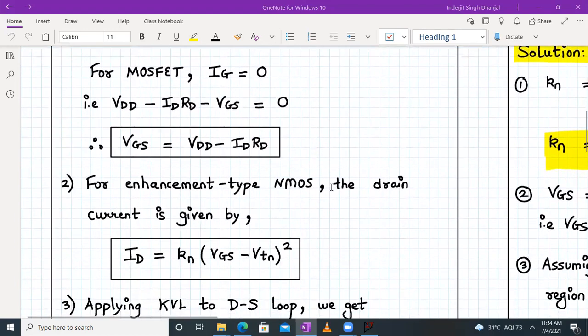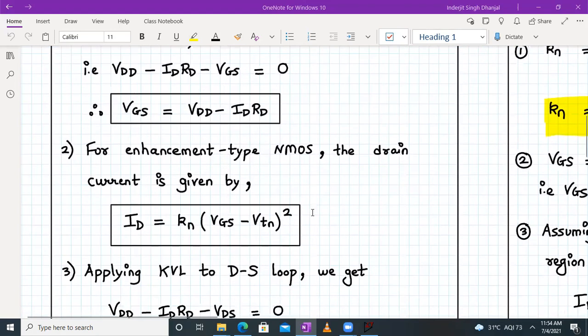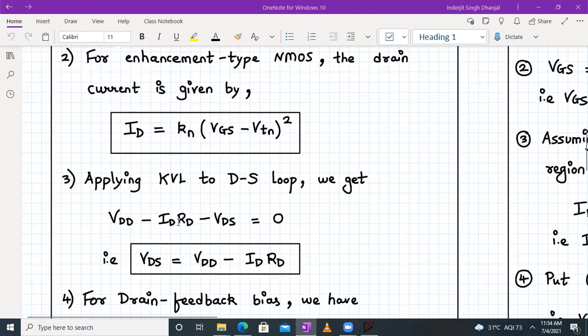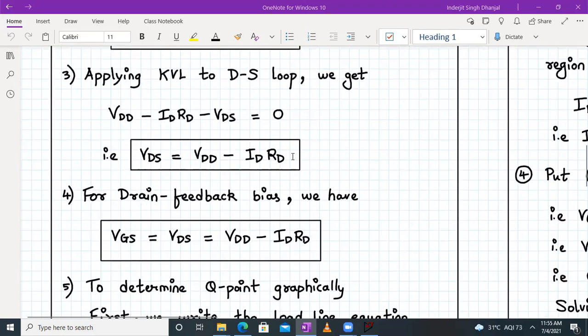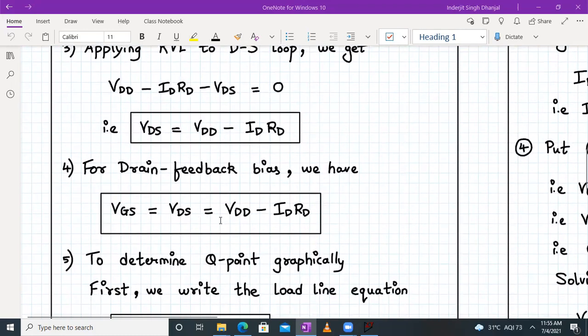Now for an enhancement type NMOS, the drain current is given by ID equal to Kn times (VGS minus VTN) the whole square. Next we apply the KVL at the drain source loop. What do we get? VDD minus (IG plus ID) times RD minus VDS equal to 0. Since IG is 0, we are not considering it here. So the VDS value will be VDD minus ID RD. Now we see that VGS is also equal to VDD minus ID RD. Hence, for the drain feedback bias, VGS and VDS are the same, given by VDD minus ID RD.